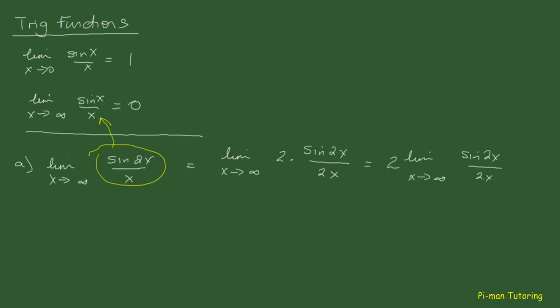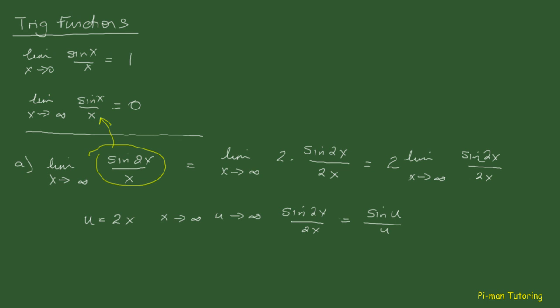And now remember that these 2's in this expression don't actually affect the value of this limit. We can show that, if you like, by putting u is equal to 2x, doing a substitution. And then we know that as x tends to infinity, u is also tending to infinity. And so sine 2x over 2x is the same as sine u over u.